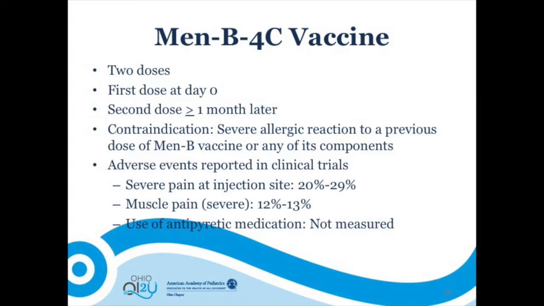Regarding the Men-B-4C vaccine, the schedule is 2 doses, with the first dose given at day 0, the second dose at least 1 month later. The contraindication is a severe allergic reaction to a previous dose of meningococcal B vaccine or any of its components. Regarding adverse events reported in clinical trials, about 20 to 29% developed severe pain at the injection site. 12 to 13% reported severe muscle pain at the injection site. The use of antipyretic medication was not measured.